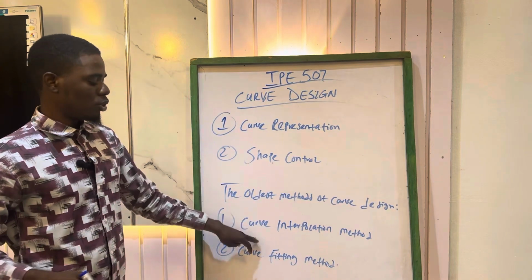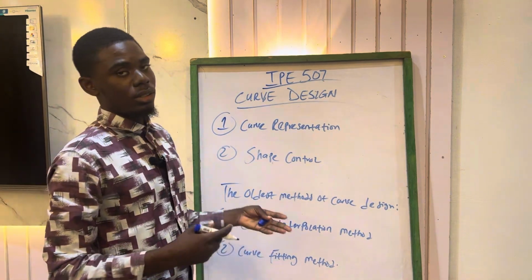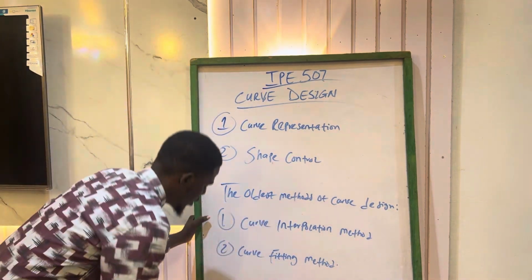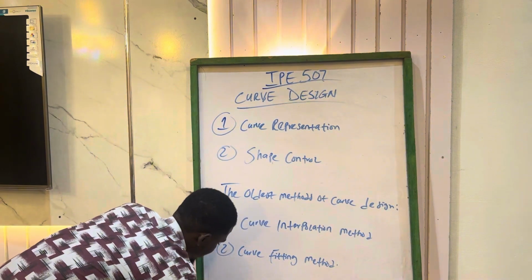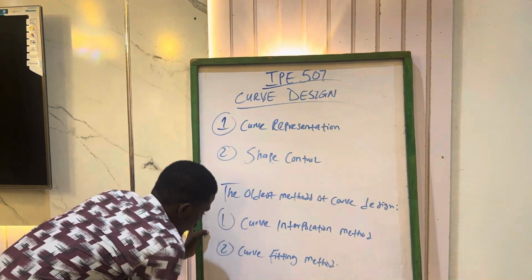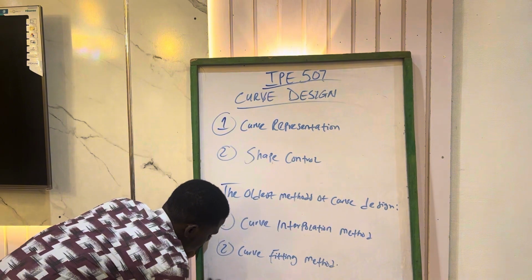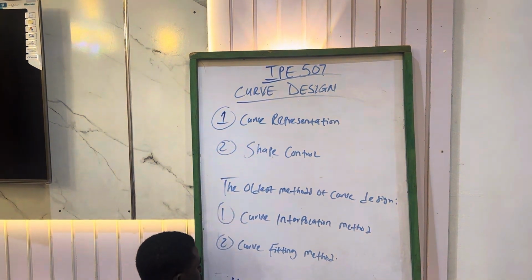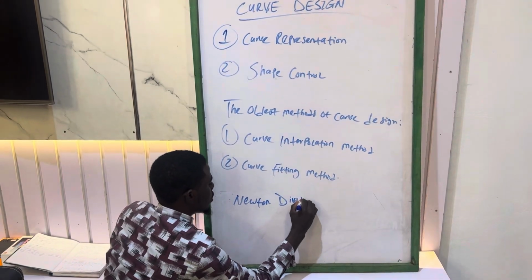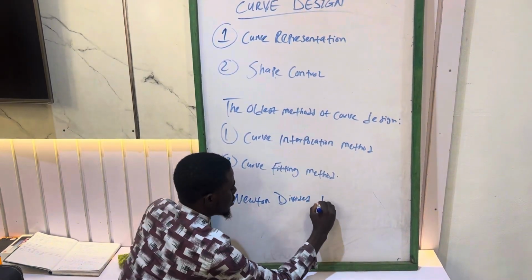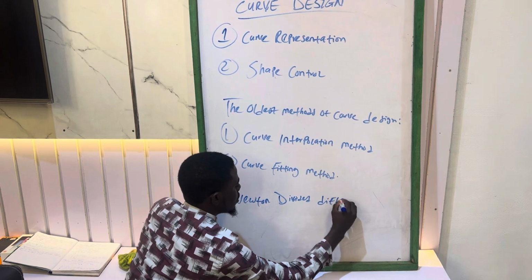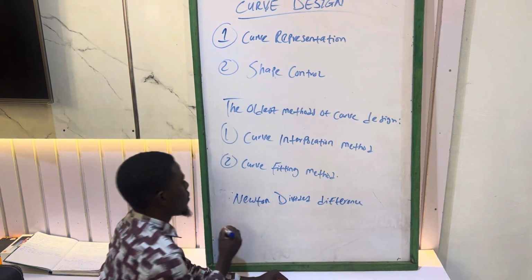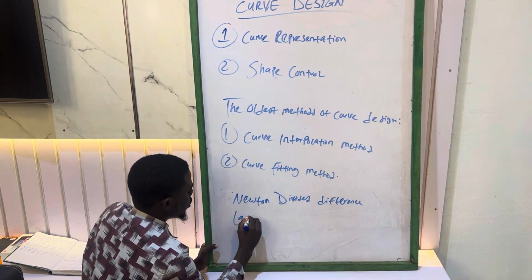Under this curve interpolation method, we also have two methods that we can use as an approach. We can either use the Newton divided difference method, or we use the Lagrangian interpolation method.